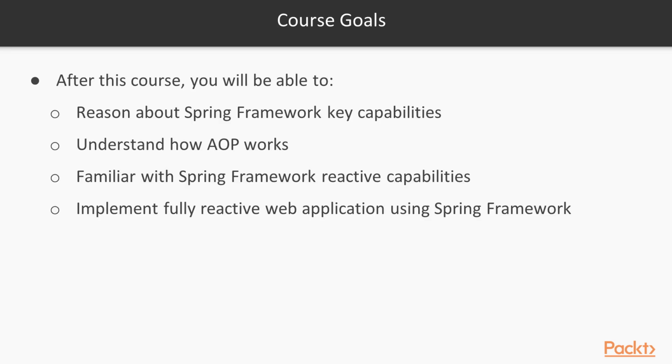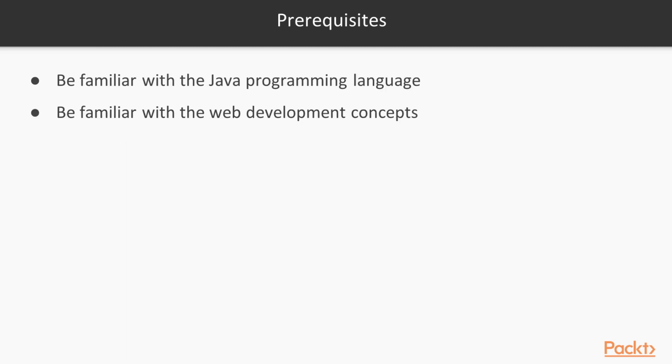Let's take a look at course goals. After this course, you will be able to reason about Spring Framework key capabilities, to understand how aspect-oriented programming works, also to be familiar with Spring Framework reactive capabilities, and implement a fully reactive web application using Spring Framework. As for the course prerequisites, there are just a few of them: to be familiar with the Java programming language and to be familiar with web development concepts.